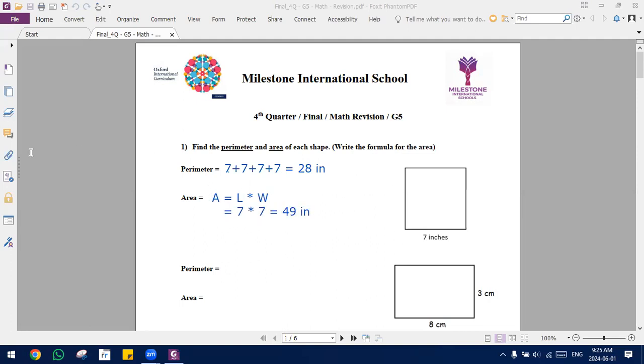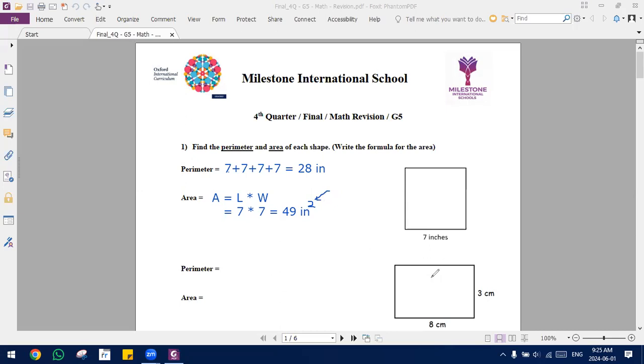But is it inches? No. It should be inches squared. Why? Because here I'm doing multiplication. So 7 times 7 is 49 inches squared. Area should always be squared, as here.